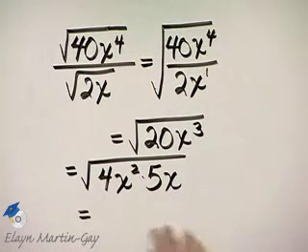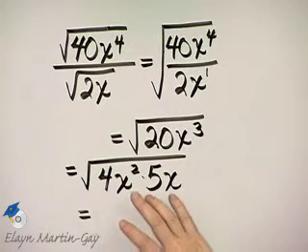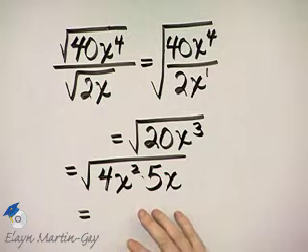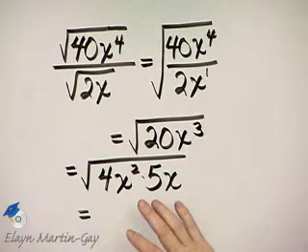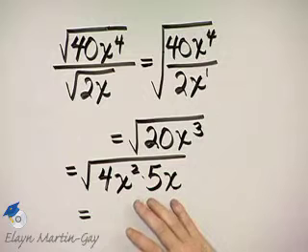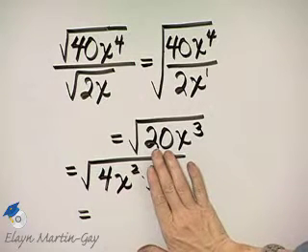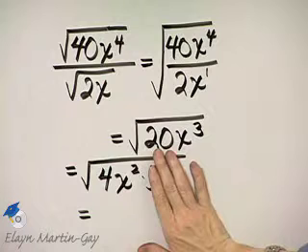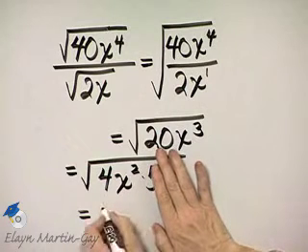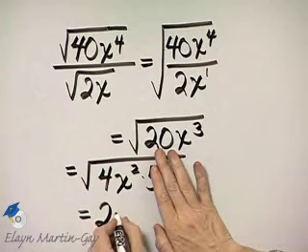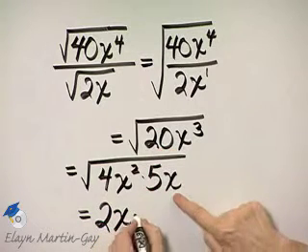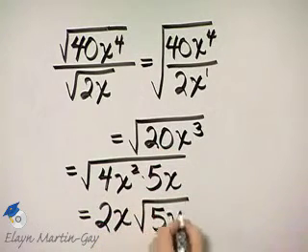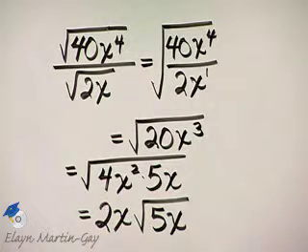Let's go ahead and write down our answer then. You can take an extra step and use the product rule and write this as the square root of 4x squared times the square root of 5x, because that's really what's going on here. But what is the square root of 4x squared? Square root of 4 is 2, and the square root of x squared is x. And then I have the square root of 5x that stays under the radical. So this completely simplified is 2x square root of 5x.